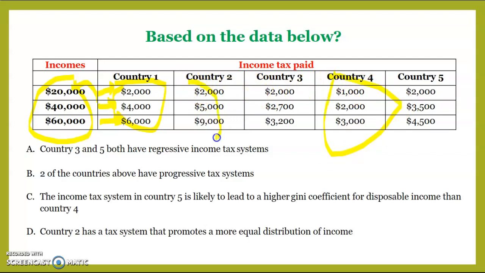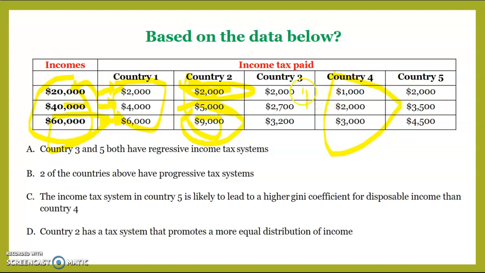With country two, the rate's increasing because you pay 2,000 on the first 20,000, then you pay 3,000 on the next 20,000, and 4,000 on the next 20,000. So the rate is increasing. You can see here, this person's paying 9,000 on their earnings of 60,000, which is over 10%, whereas 2,000 on 20,000 is 10%. So the rate is increasing as you go along. That's progressive. These two here are a bit different.